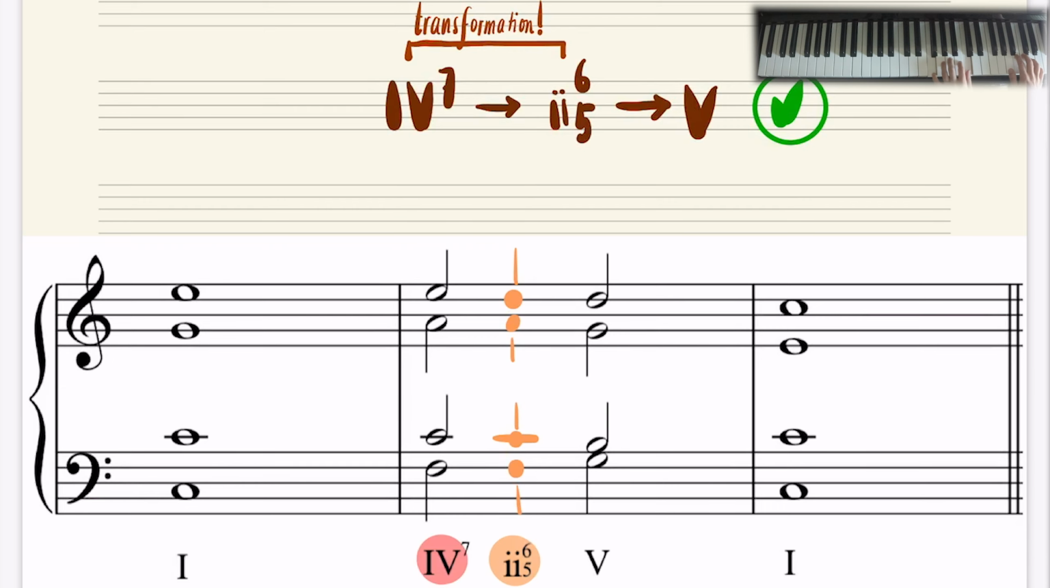After that 2-6-5, we can safely move on to 5 because the soprano and the alto are no longer a fifth apart from each other in that 2-6-5.